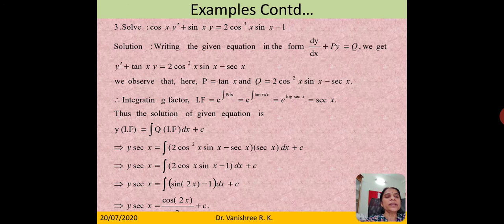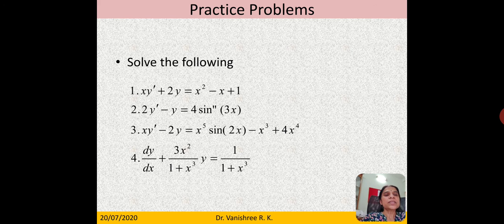Therefore, you will be getting y secant x is equal to sin 2x minus 1, which can be easily integrated as y secant x is equal to minus cos 2x by 2 plus c. So these are some of the examples that we have discussed here. Now we shall look at these practice problems. There seems to be a mixture of equations where they are in the form either dy by dx plus py is equal to q, or some of them are not in the required form. That means we need to write them in the required form, identify p and q, find the integrating factor, and then write the solution.